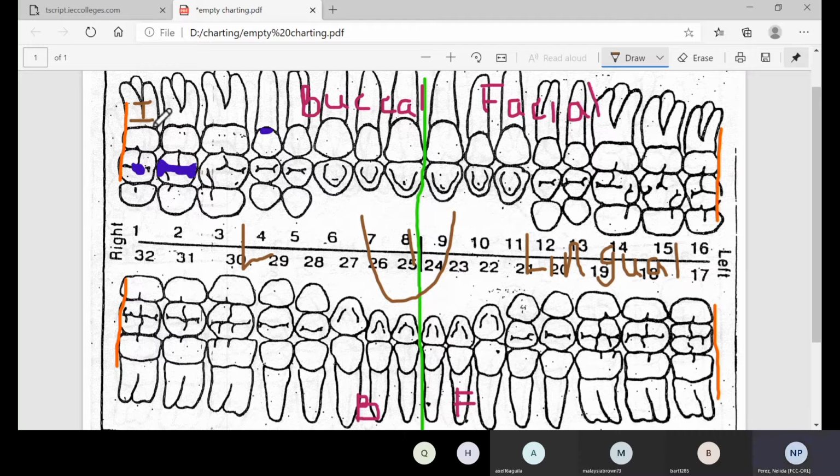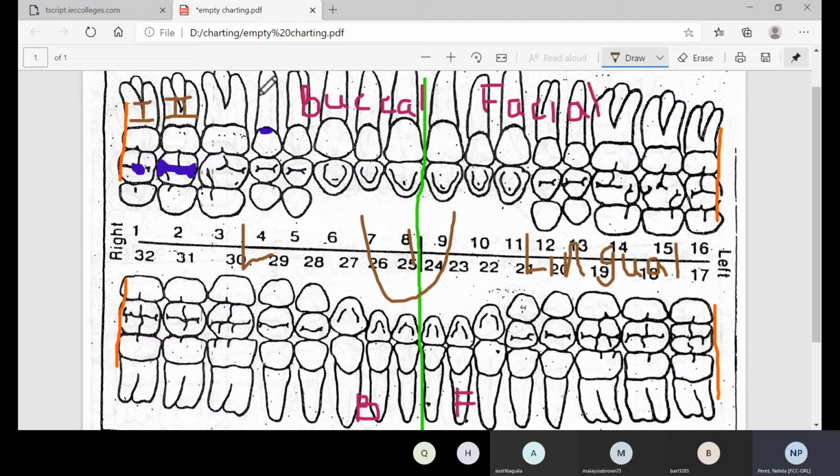Why? Because class 1 are pits and fissures. Pits are found in the middle of the tooth. So anywhere you see a filling in the middle of the tooth, it is called a class 1. This here is considered a class 2. Why? Because anytime it affects the mesial or the distal, which is the interproximal, the areas you should be flossing, those are considered your class 2, okay? Mesial or distal, only on the posterior.